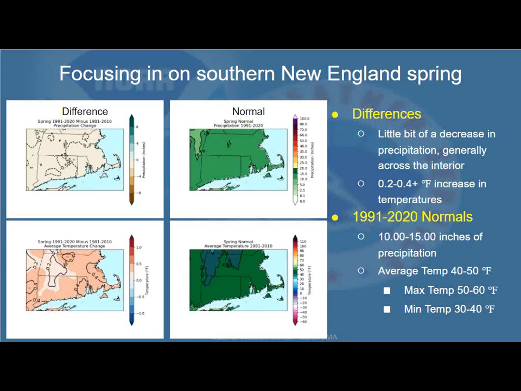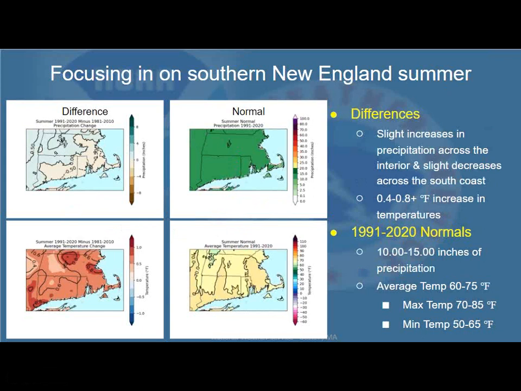But when it comes to temperature, and you'll see this trend on a couple or all the slides, there's been an increase in temperatures, but in this season it's generally from 0.2 of a degree to 0.4 of a degree Fahrenheit. And for the 1991-2020 normals, there's generally 10 to 15 inches of precipitation, and the average temperature is from 40 to 50 degrees Fahrenheit. It doesn't show up as strong as it did in the annual, but you can see those warmer temperatures pushing further north under those color scales.